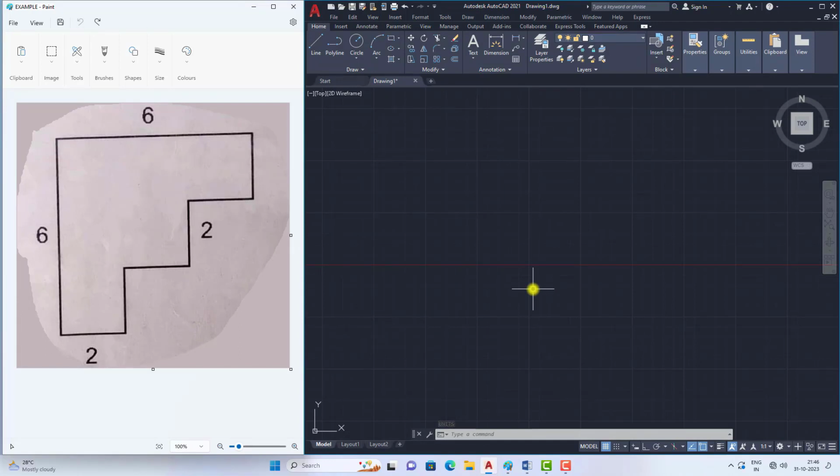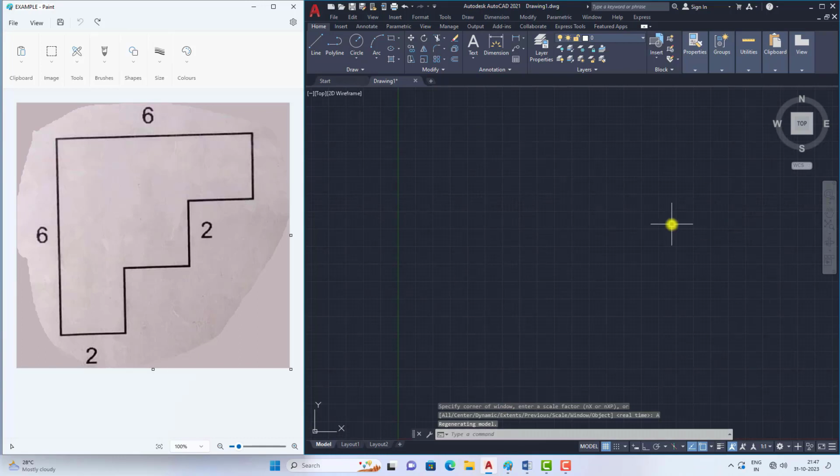After setting units, you need to set the limits. Go to the command line, type LIM for limits and press enter, and set the lower left corner as 0, 0 and press enter. For the upper right corner, the maximum value here is 6, so give greater values than that. I am giving 50, 50 and pressing enter. After giving the limit, use the command zoom, Z, and press enter, then type A and press enter, zoom and all, so that the working area appears clearly.